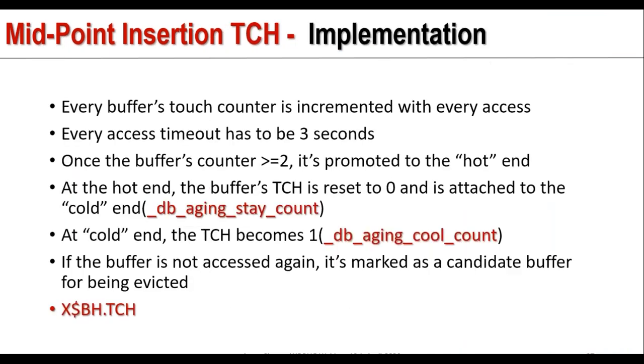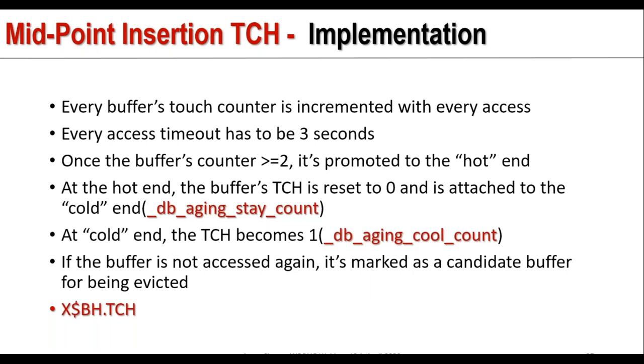The idea is that the counter is incremented after a 3 second timeout. If the buffer has a counter higher than or equal to 2, it is promoted to the hot end, or considered hot. As soon as the buffer is considered hot, the algorithm kicks in with the parameter DB aging stay count, which cools down that buffer's counter and resets it to 0. So, for example, your buffer counter is set to 2 and it is marked as hot. Now the algorithm kicks in, aging stay count kicks in, and the counter is reduced to 0. Since it is reduced to 0, the buffer is detached from your main list and reattached to your LRU link list, or cold end. There another parameter kicks in, called cool count, and now your buffer has its counter incremented to 1.